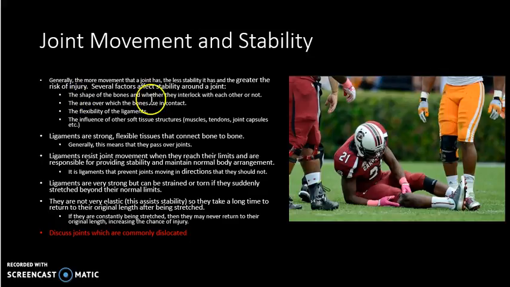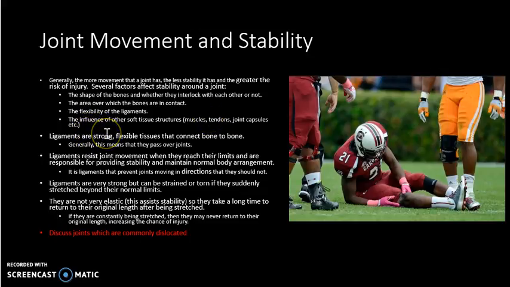All right, so generally the more movement, as I said, the more the risk of injury. So the shape of the bones and whether they interlock with each other or not is going to influence how mobile the joint is. The area over which the bones are in contact is going to influence the flexibility of the ligaments and the influence of other soft tissue structures. So if we've got really weak muscles in an area, well, then there's going to be an increased chance of dislocation. If we've got stronger muscles in an area, well, there's going to be a decreased risk. And that's why, as part of rehabilitation from any dislocation injury, it's going to be some sort of weight training to increase the muscle tone and muscle strength around that joint, to try and benefit the joint by having the muscles and the tendons assist the ligaments in trying to keep the bones in the right place.